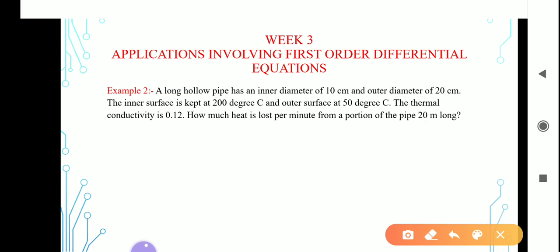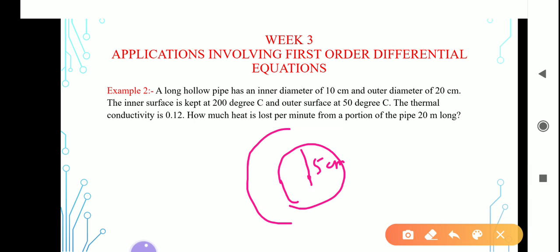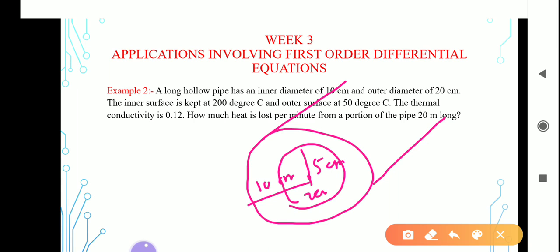So one pipe is given, and the inner diameter of that pipe is 10 centimeter. Suppose this is the given pipe, so the inner diameter is 10 centimeter, so the radius is 5 centimeter, and the outer diameter is 20 centimeter, which means it has some thickness here. Outer diameter means from here to here, that is the radius. The total diameter is 20 centimeter, so this distance is 10 centimeter. Okay, the inner surface is kept at 200 degree centigrade and the outer surface is at 50 degree centigrade. Thermal conductivity K is given as 0.12.